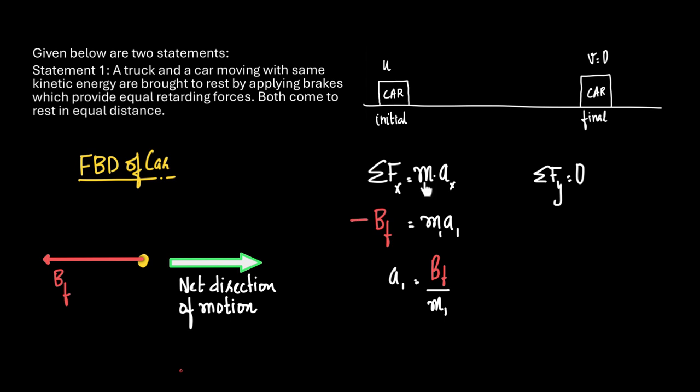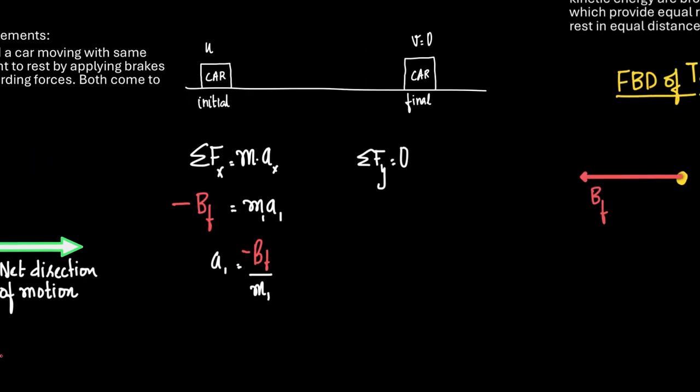Why? Mass of the car we have taken to be m1. Ax is a1 for the car. Okay. So what is a1 from here? A1 here is, my bad, it's minus Bf by m1. Okay. So I'm not including any concepts from work energy power. All we have applied is the concepts that we have learned in laws of motion.